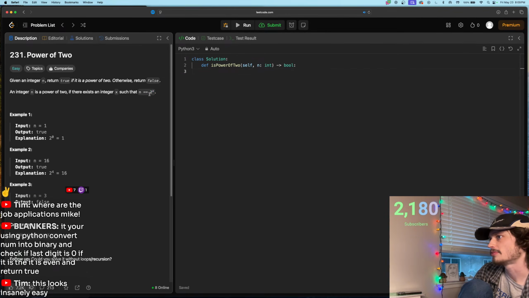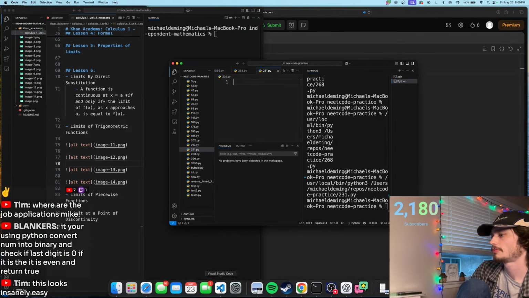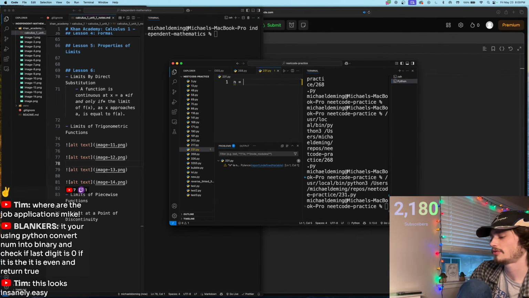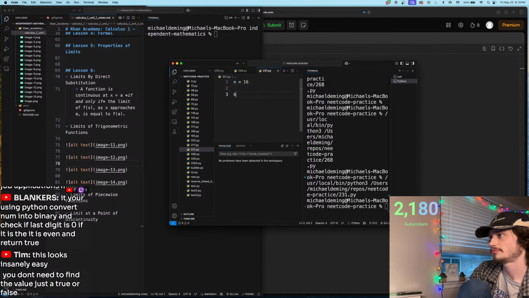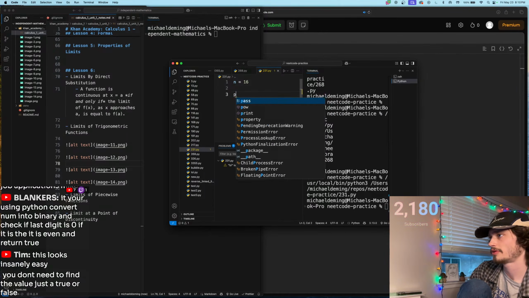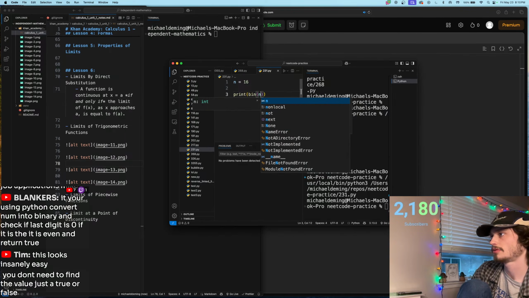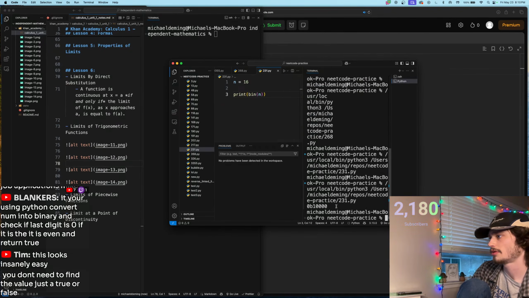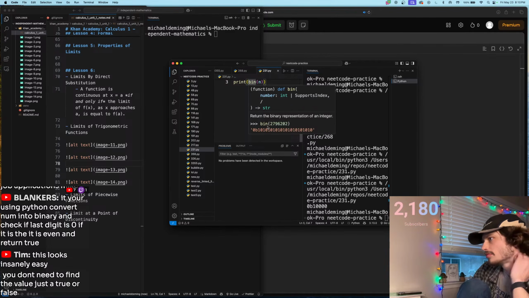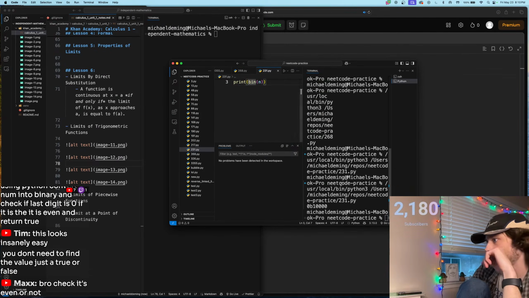I always suck at these problems. So what if we go, let me pull open my thing here. So what if we have n equal to 16? Let's go bin n. Let's print bin n. Okay. I want to see the bin function. Okay.